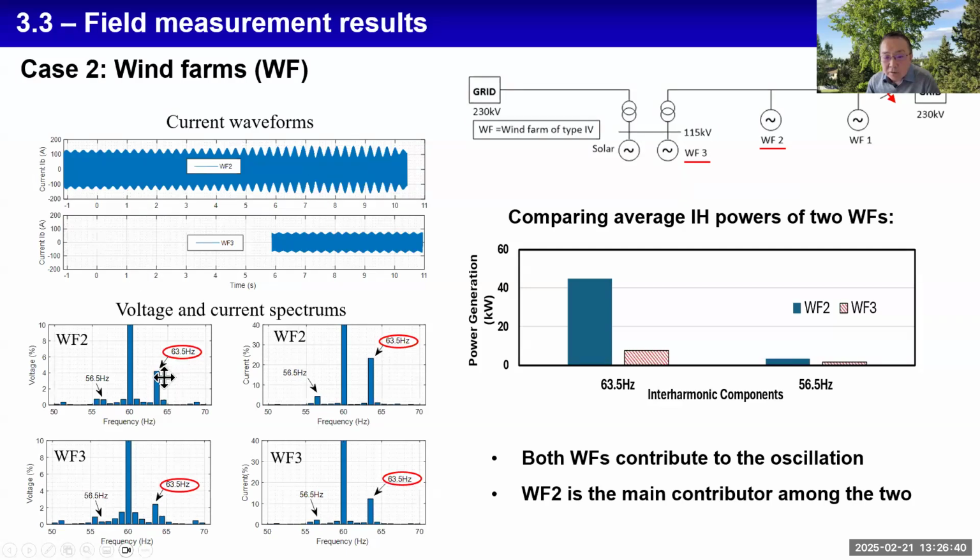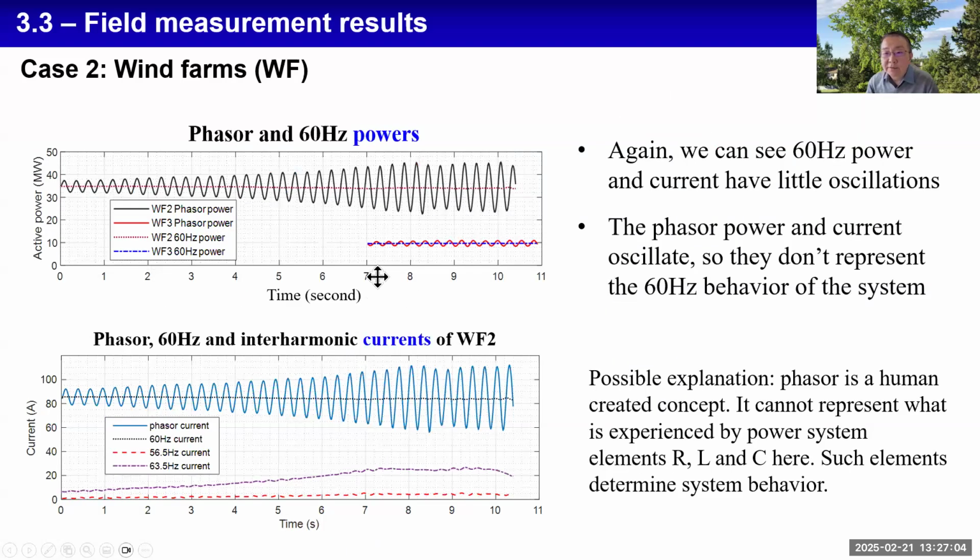You can see that they also have key interharmonic components around 54 hertz and 64 hertz. Then the interharmonic power is computed. Wind farm 2 has generated more interharmonic power, so it is the dominant source compared to wind farm 3. Now the interesting part again is to see the pattern. In this case, the phasor power oscillates, the 60 hertz power doesn't oscillate. Same thing here for the other wind farm.